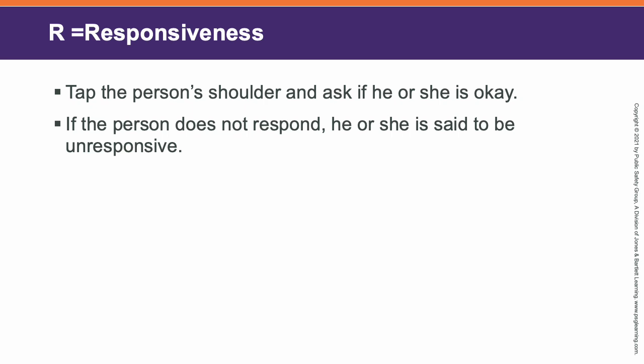You're going to come up to them, tap their shoulder and ask if he or she is okay. Now, that doesn't mean you hit them really, really hard. You're not going to move the person per se. You're just going to do a forceful tap, not enough to push them over, and say, are you okay? Are you okay? Okay. If the person does not respond, they are said to be unresponsive for the purposes of CPR.